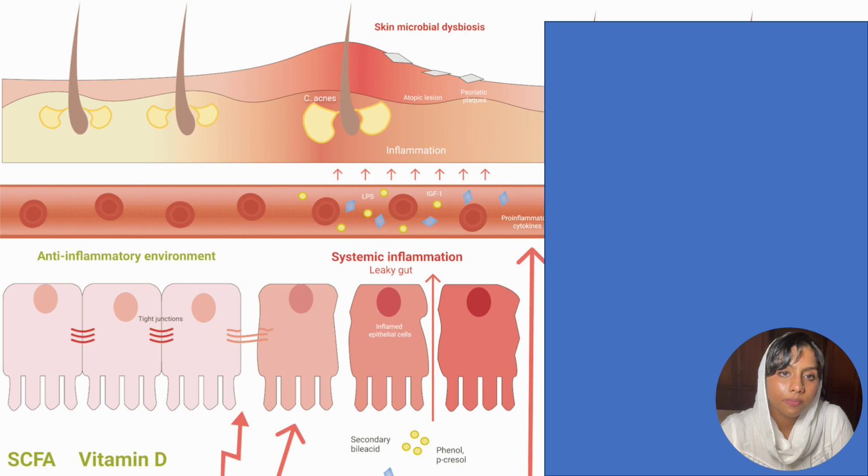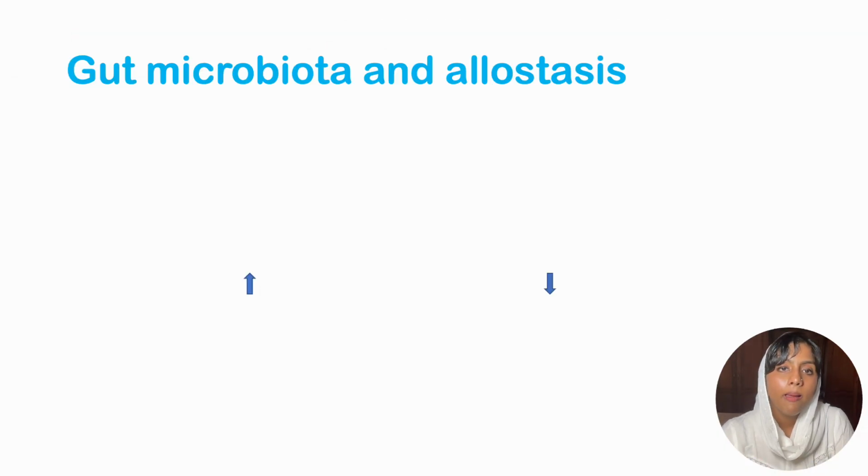So this is again a pictorial representation where you have more pathogens. So there is more inflammation, there is a leaky gut because of the disrupted barrier, and there is more inflammation. This is further causing acne, this is further causing psoriasis, this is further causing atopic dermatitis.